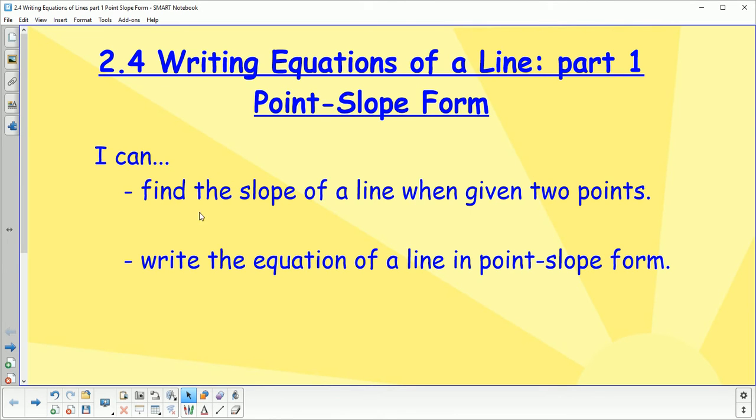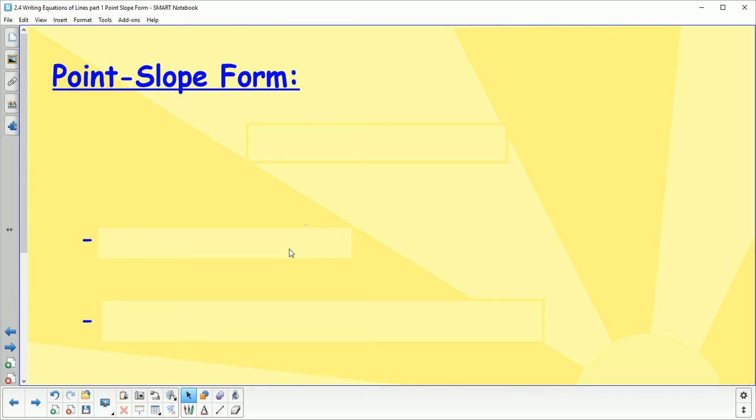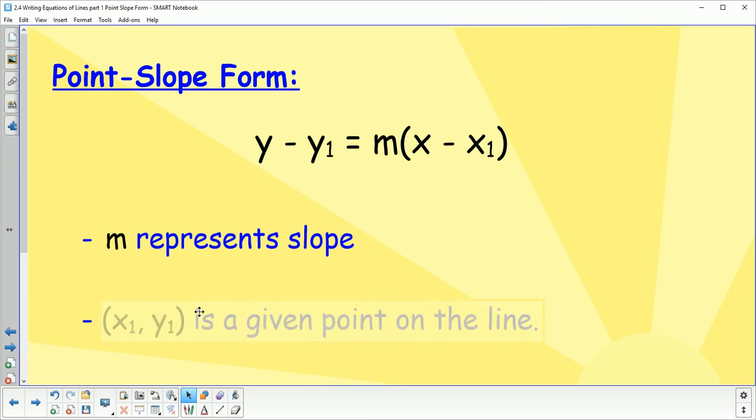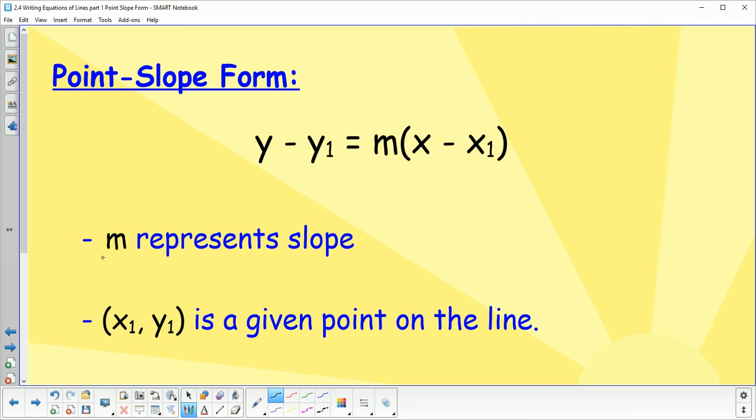Okay, so the big thing we're going to need to be able to do is find the slope. We've talked about the slope formula when given 2 points, and then using that and a point, we're going to write the equation of a line. So to start off with, just as a quick reminder, we've got our point-slope form, y minus y sub 1 equals m, and then in parentheses x minus x sub 1, where m still represents the slope, and x sub 1, y sub 1 is the given point of the line. Okay, so these are the 2 things that we have to find in order to write this equation.